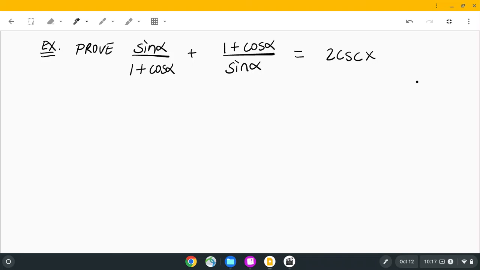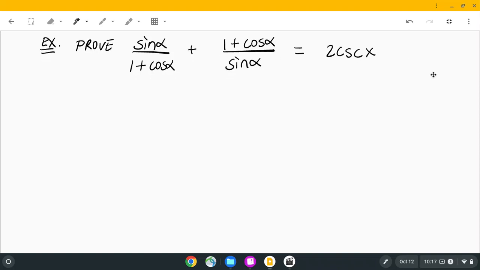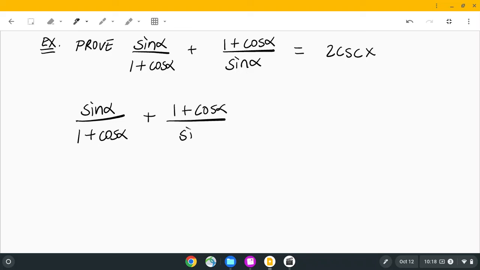If you're not, then you'll probably struggle adding these fractions. I remember when I took trig, I loved this section. This was one of my favorite sections, proving identities. It's like a puzzle: you start with something, and you have an end goal in mind. Clearly the left side is the more complex side. We are going to try to get this to look like 2 cosecant x.